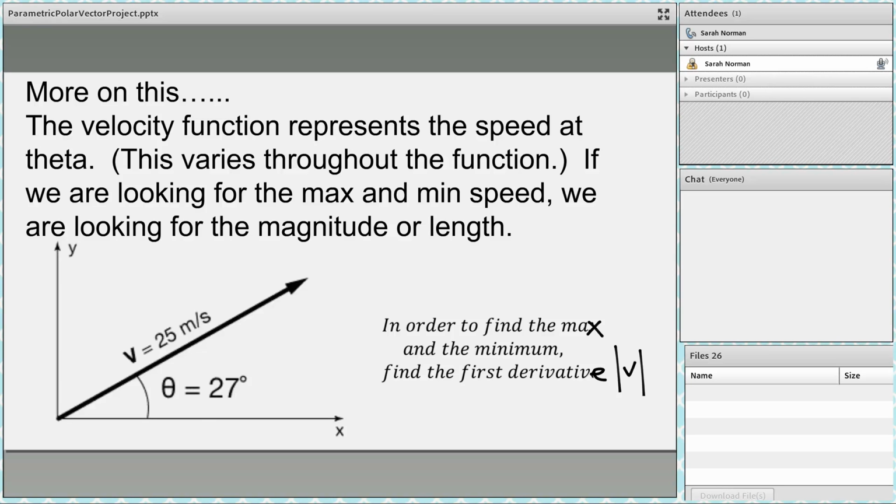This picture here, I want to clarify, has nothing to do with our problem. It's just a picture that I wanted to show you, that this vector has a theta, and then it has the velocity, which is represented by the length of the vector.